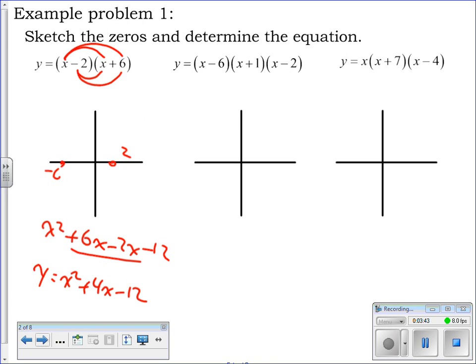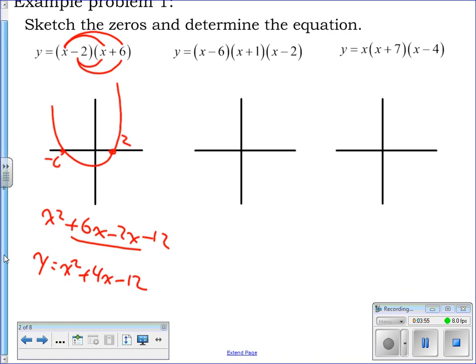This is a parabola, so it looks like that. Where are my zeros? My zeros come from my factors. And remember, the opposites of the insides. FOIL it out. That's my equation. That's what it looks like when I graph it.